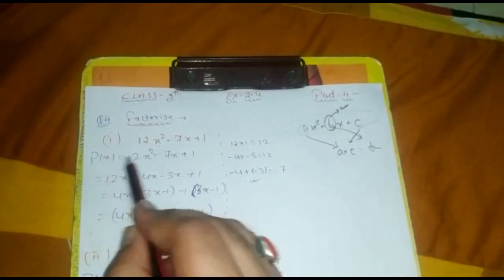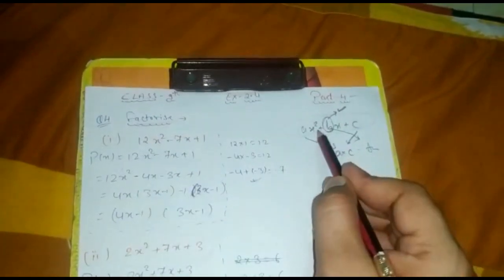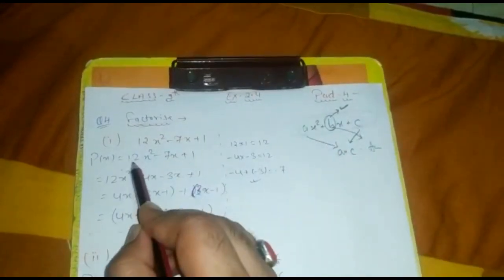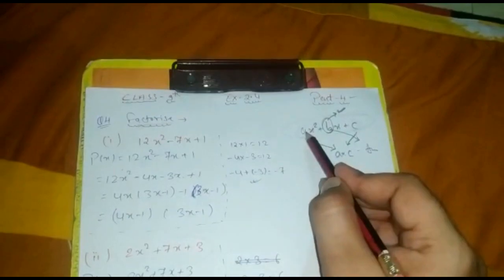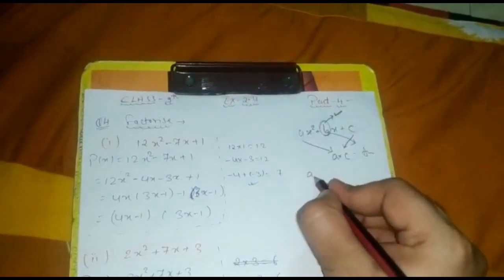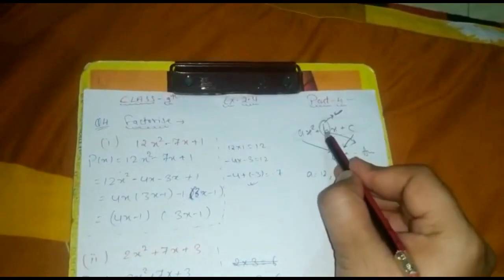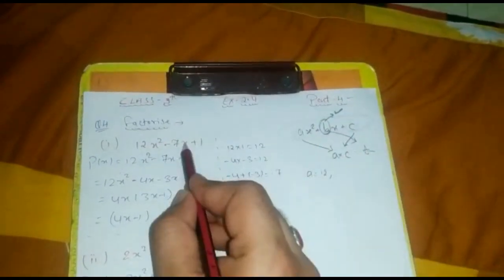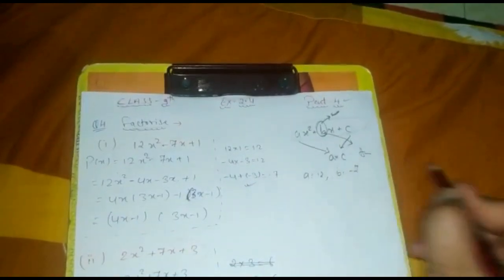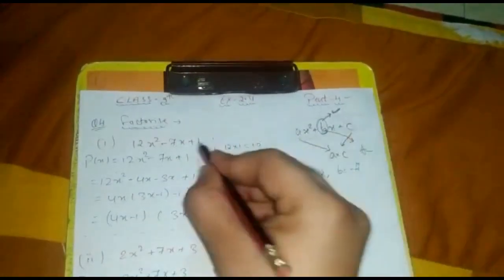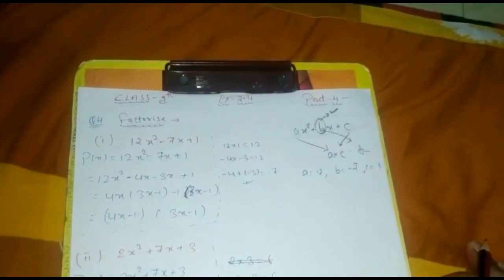So here is our polynomial function 12x square minus 7x plus 1. If we compare this with ax square plus bx plus c, we can clearly see that the x square coefficient is 12, so a will be equal to 12. b is the coefficient of x, which is minus 7, so b will be equal to minus 7. Here the constant term is c, and c will be equal to 1.